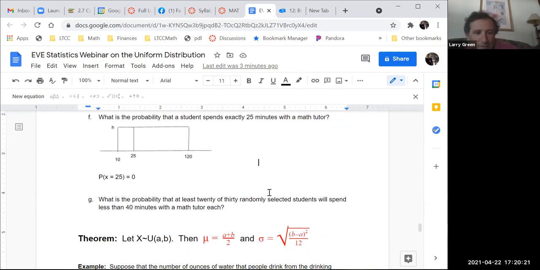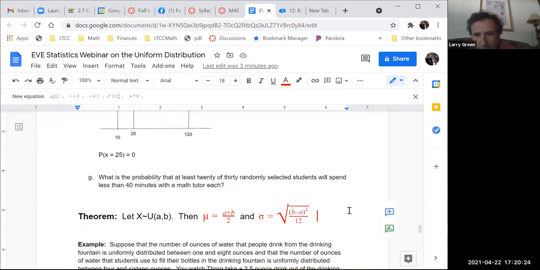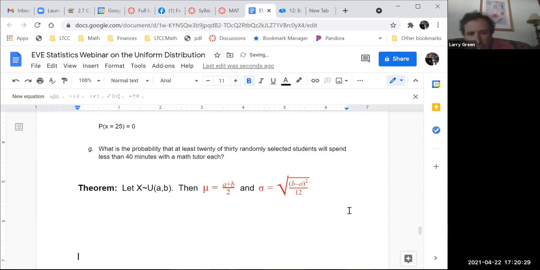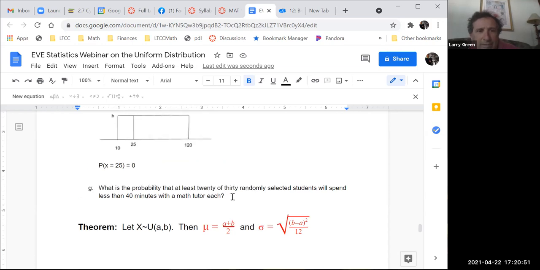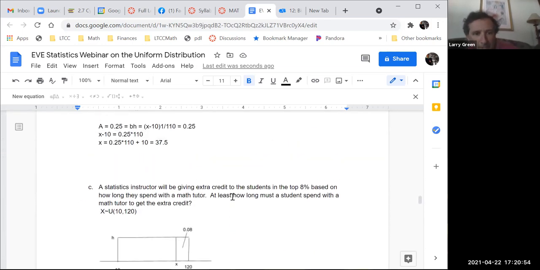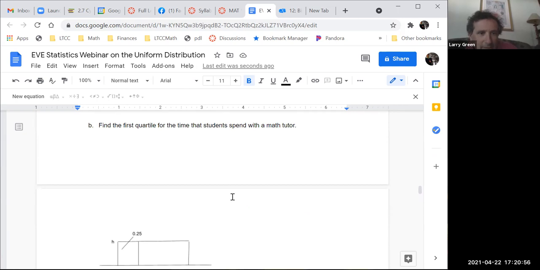Okay, next comes a big formula, a theorem. And here's the big theorem. If X is uniformly distributed between two numbers, A and B, then two things. The mean is A plus B over 2. That should be pretty obvious, again, looking at the picture in the original problem.